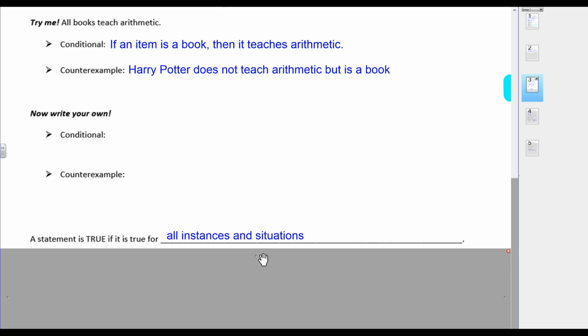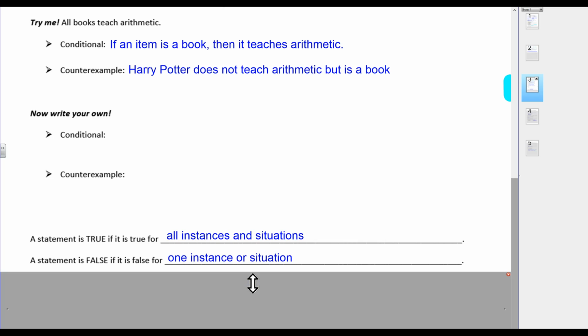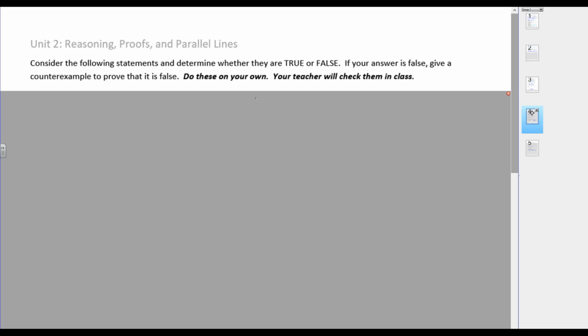So when do we say a statement is true? A statement is true if it is true for all instances and situations. And a statement is false if it's false for even one instance or situation. So that is why all it takes is one counterexample to disprove a conditional statement. So now let's consider the following statements and decide whether they are true or false. We're actually going to do them together. I know it says do them on your own, but we're going to do them together.